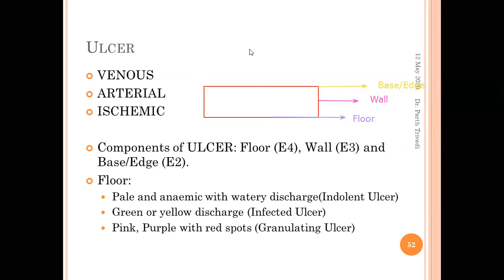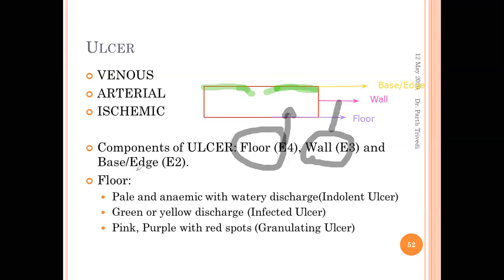Clear? So once you can see, ulcer is nothing but discontinuation in the epidermis of the skin. So this is your ulcer. So what are we supposed to do? Floor E4 dosage, wall E3 dosage, and base of the ulcer is nothing but E2 dosage. So generally you can identify the ulcers based on these parameters.